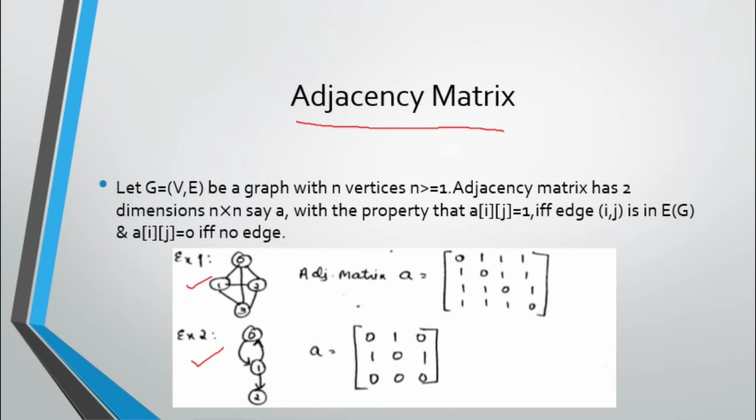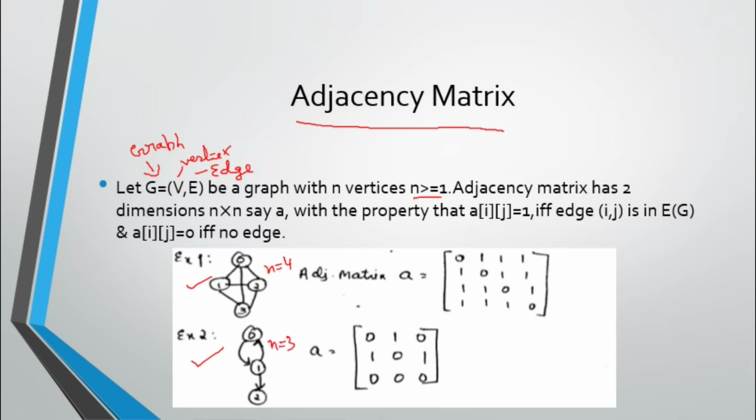Let G be a graph, which is equal to (V, E), with V vertices and E edges, a graph with n vertices where n should be greater than 1. So in the first example, n is equal to 4. In the second example, n is equal to 3.